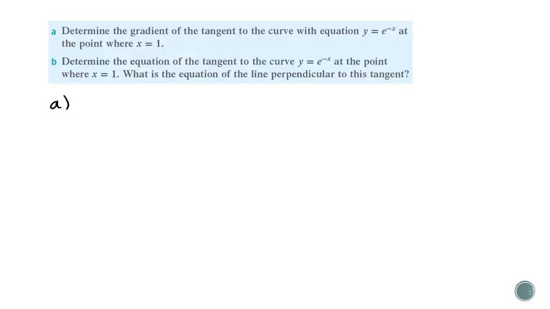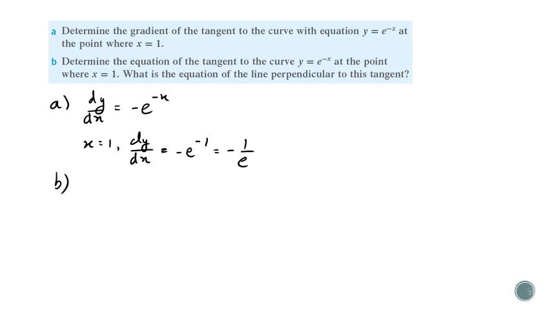Okay, determine the gradient of a tangent to the curve y equals e to the power of negative x at the point where x is equal to 1. So the derivative is negative e to the power negative x. Then when x is equal to 1, sub it in. And because it's a power of negative 1, it's just 1 over e.